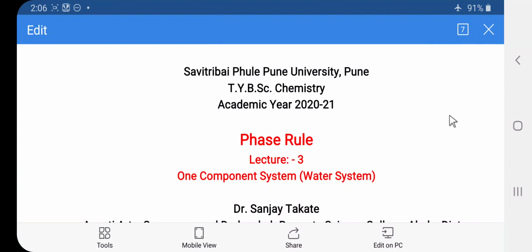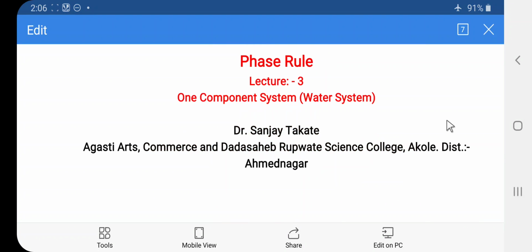Hi friends, in this lecture we are going to discuss one component systems. There are various examples of the one component system: water system, sulfur system, carbon dioxide system. All of you know that when C is equal to 1, that is, the number of components is equal to 1, then such a system is called the one component system.